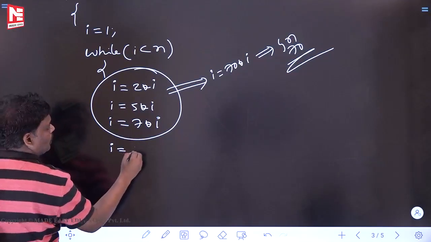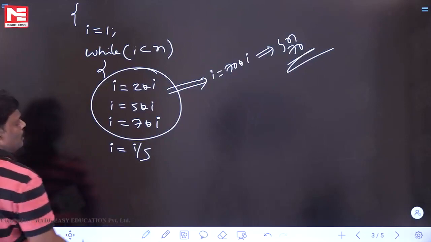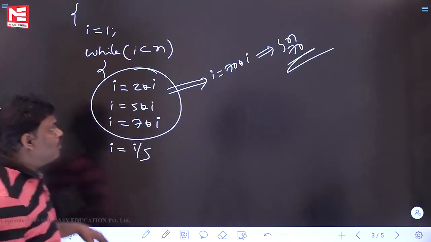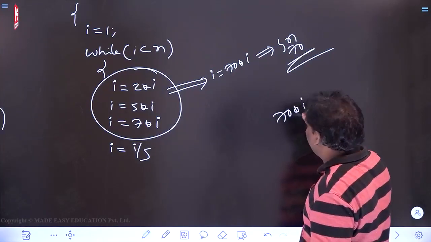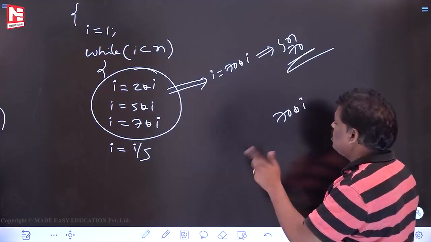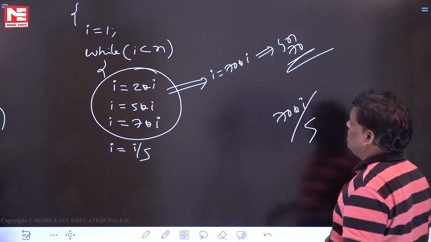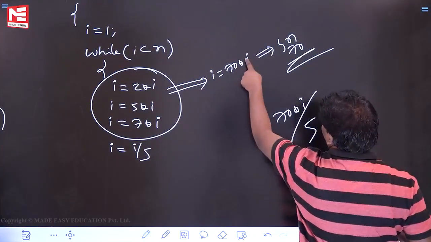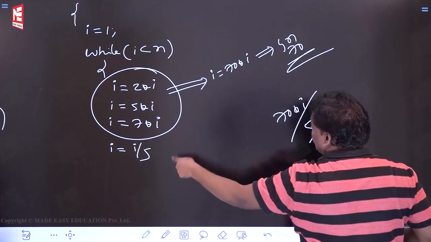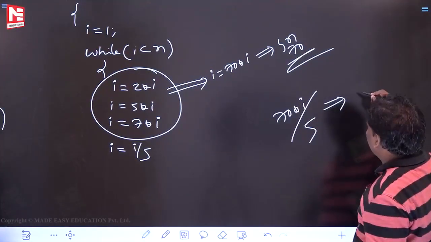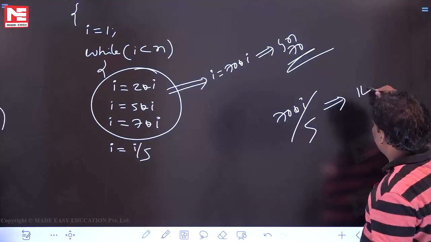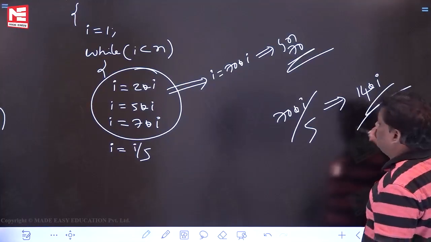I is equal to I by 5. Can you help, what is the I value already? See, this is the current situation: 70 into I is already there. To that one what have you done? I by 5 you have done. So what is the answer? 70 divided by 5 is 14. I think it will go to 14 into I.